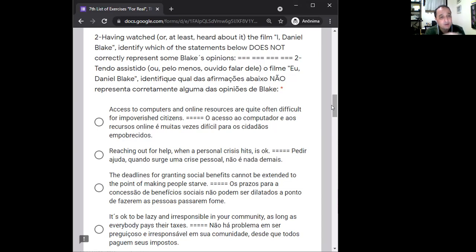Okay, so let's have a look at the first one. Access to computers and online resources are quite often difficult for impoverished citizens. That is true. In Portuguese, we have this expression, inclusão digital. Well, that's a huge agenda in Brazil. We have to worry about that. You guys know what I'm talking about, right?